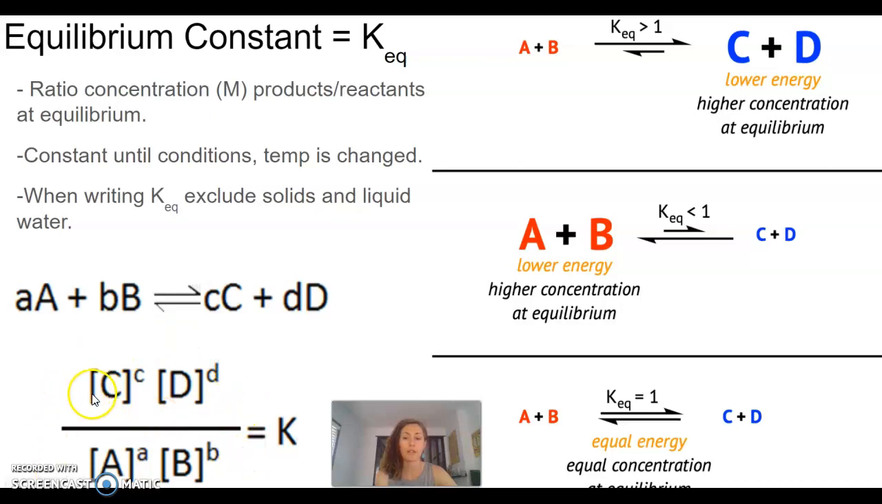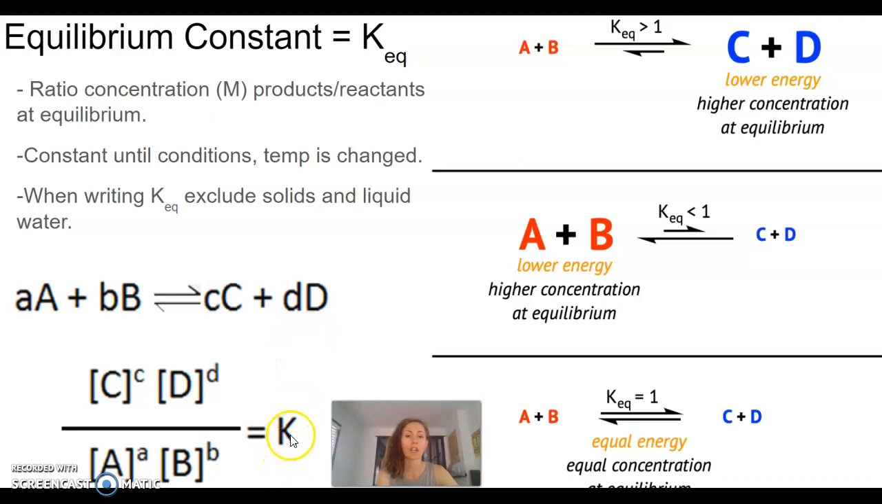the reactants. So in this case, our products are C and D, and our reactants are A and B. Again, remember we are raising those to the power of that coefficient. So C is raised to the power of the coefficient of C, D is raised to the coefficient of D. And we'll practice doing this on the next slide.